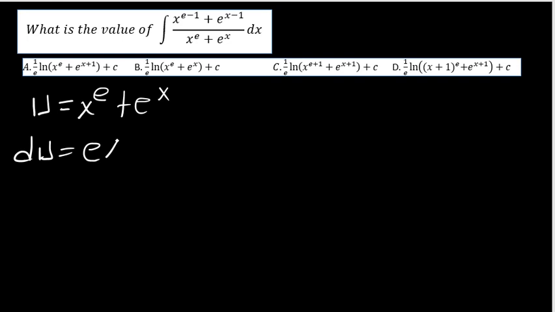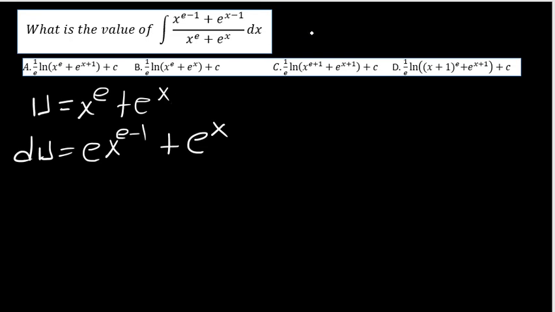Let us take the whole denominator as u. u is equal to x to the power of e plus e to the power of x. Let us differentiate it. du will be, when you differentiate this one, e x to the power of e minus 1 plus e to the power of x. The derivative of e to the x is just itself. But do I find this one in the numerator?